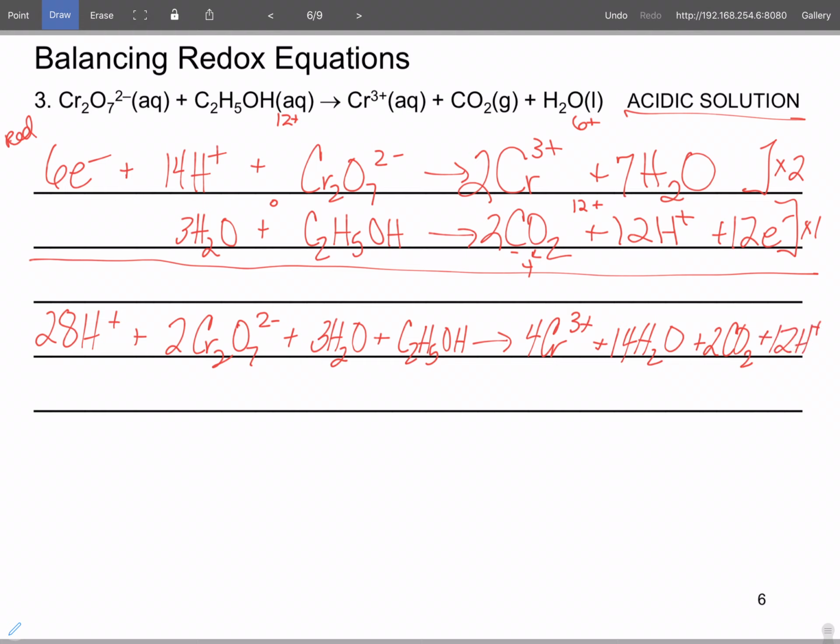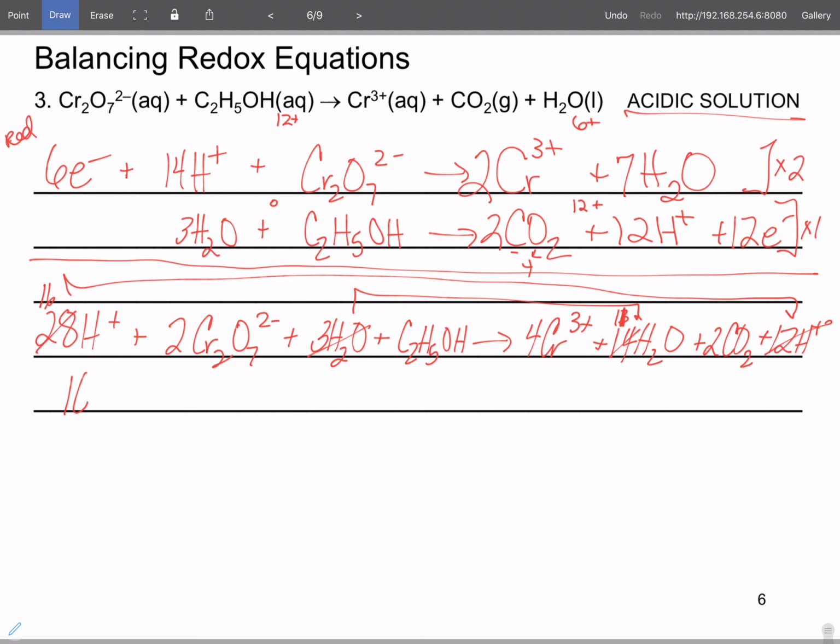Okay, so if you'll notice, we have H+ on both sides, and we have oxygens in the form of water on both sides. So we've got to cancel those out. So these 12 will cancel down to leave us 16 hydrogens here. 3 waters will cancel out here, so we're left with 11.